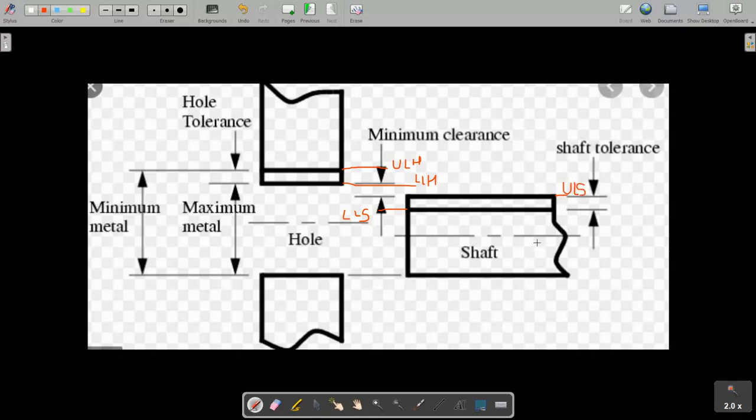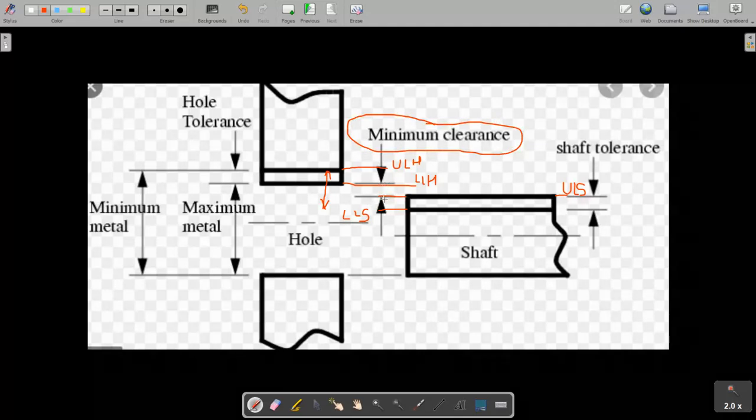So when will it be the maximum clearance? It is the upper limit of the hole and the lower limit of the shaft, that means this distance is the maximum clearance. And this is the minimum clearance, which is shown here: lower limit of the hole minus upper limit of the shaft.